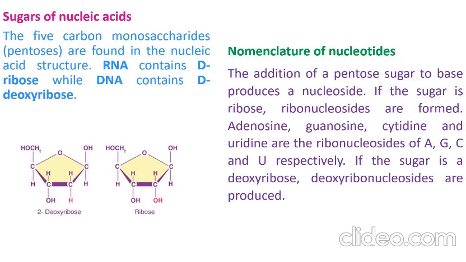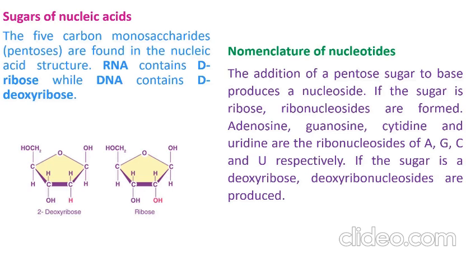The 5 carbon monosaccharides, that is pentoses, are found in the nucleic acid structure. RNA contains D-ribose while DNA contains D-deoxyribose. Deoxyribose lacks an oxygen atom at the second carbon position. This slight difference in structure contributes to the overall stability and function of DNA.